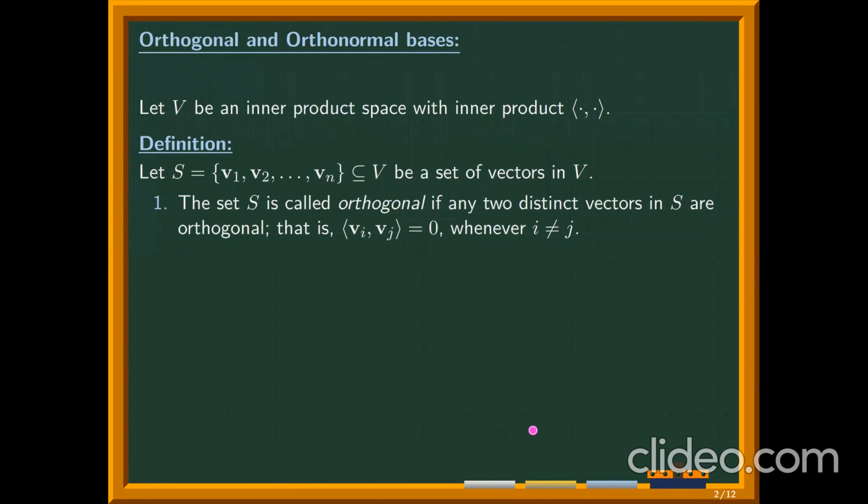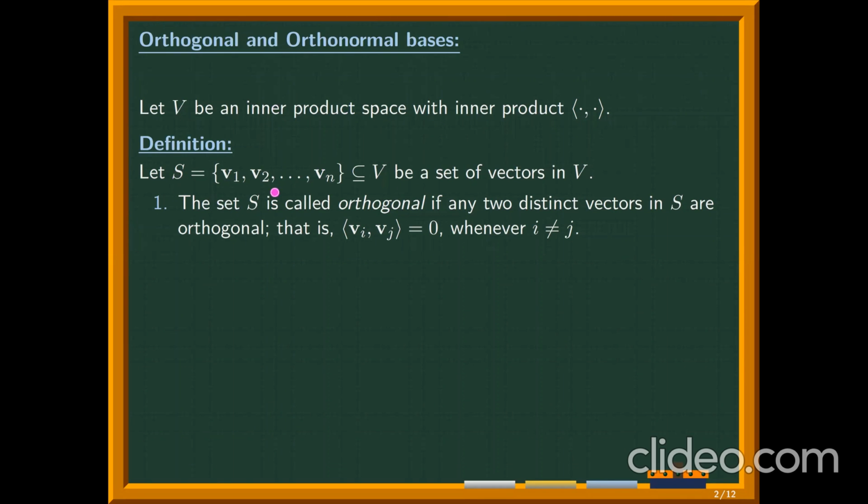First, definitions. So throughout, we assume that V is an inner product space with inner product as shown. So again, V need not be Rn. The inner product need not be the usual dot product. Okay.